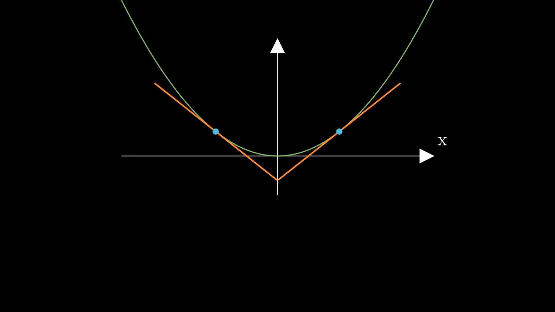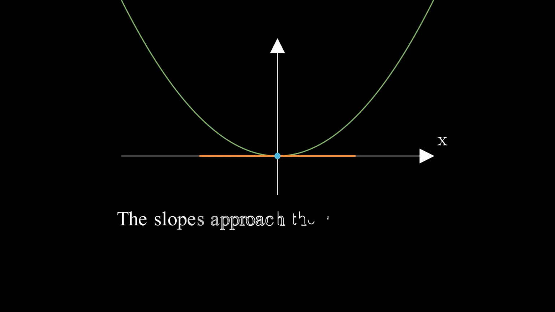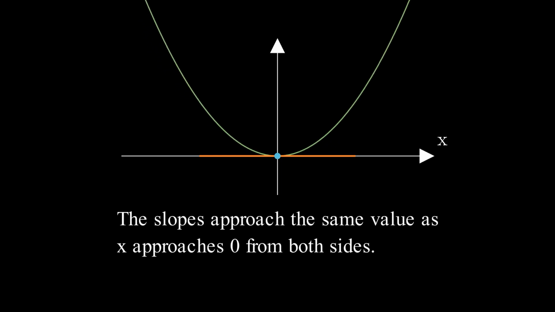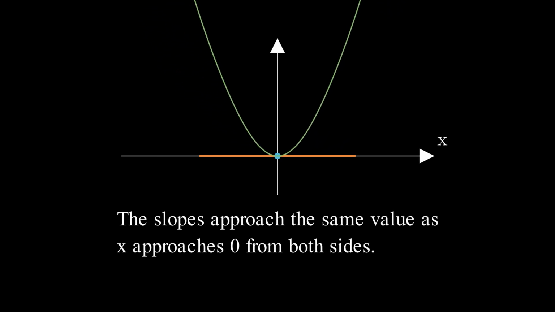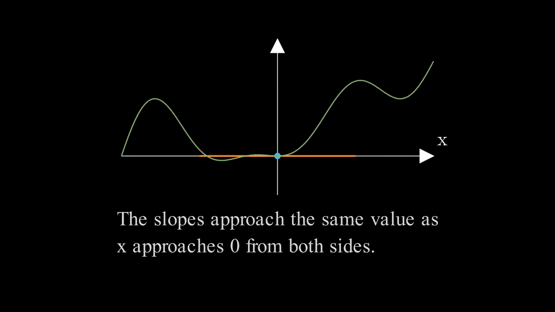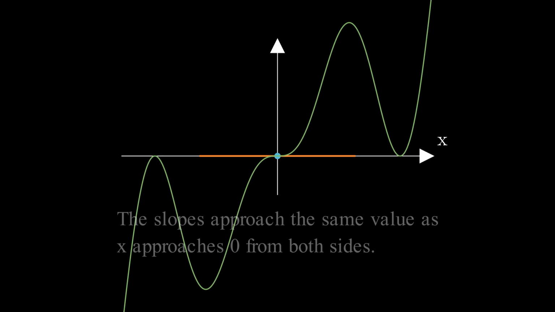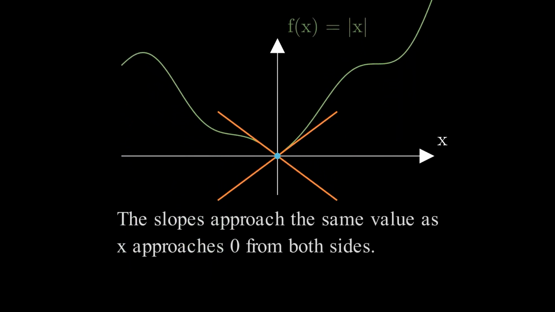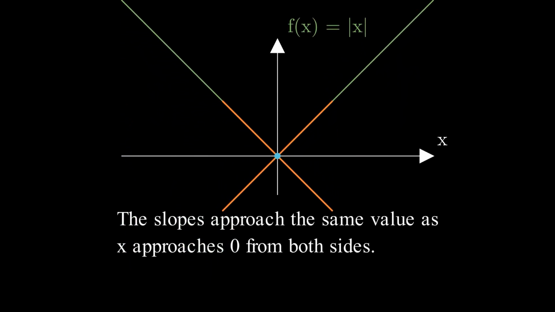The derivative exists at the origin since the slopes approach the same value from both sides of the origin. No matter how the continuous function looks like, the slopes will always be the same so long as there is no sharp edge at that point. An introduction of a sharp edge will bring about the non-existence of the derivative at that point.